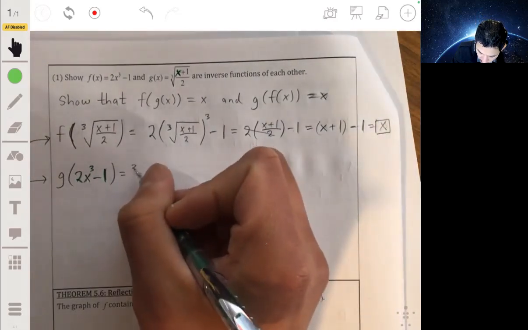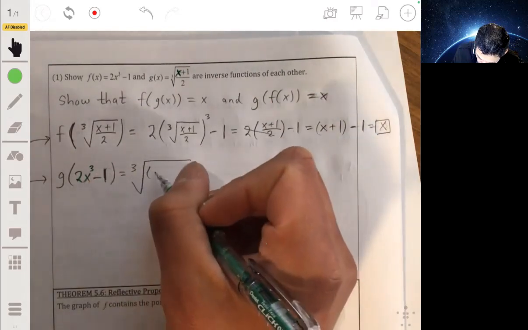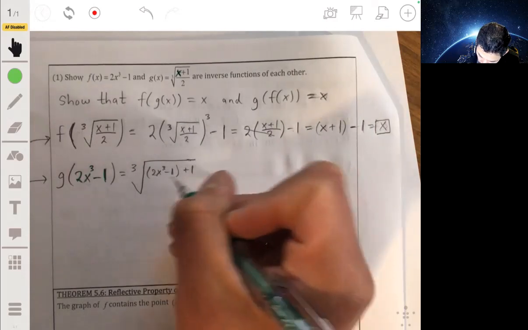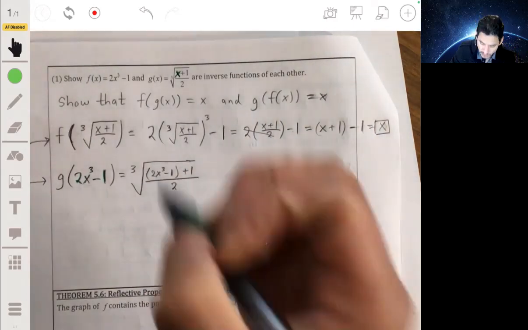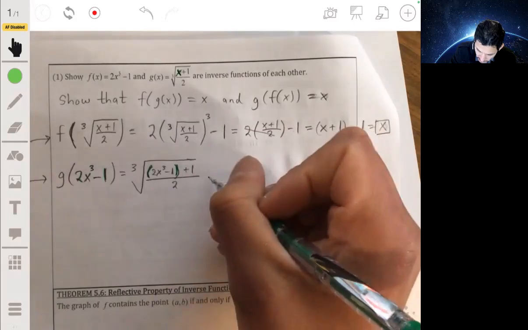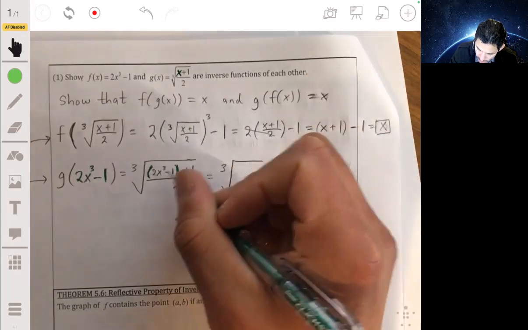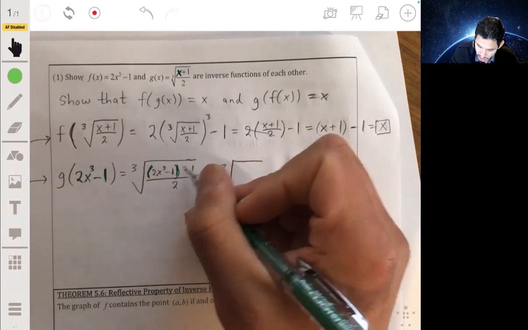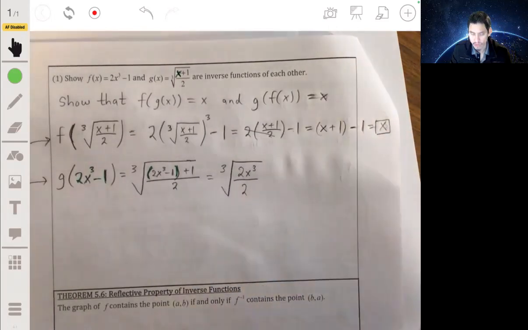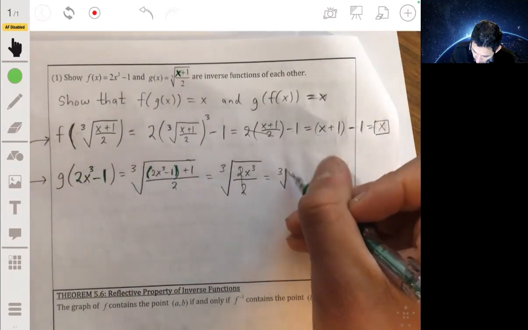So then this becomes the cube root of, instead of x there, we're going to put 2x cubed minus 1, plus 1, over 2. So this part is what I'm talking about in here. Let's simplify the inside of the root first. So we have the cube root of 2x cubed minus 1 plus 1. Those ones cancel. So you have the cube root of 2x cubed over 2. These 2's cancel. So what you have is the cube root of x cubed.